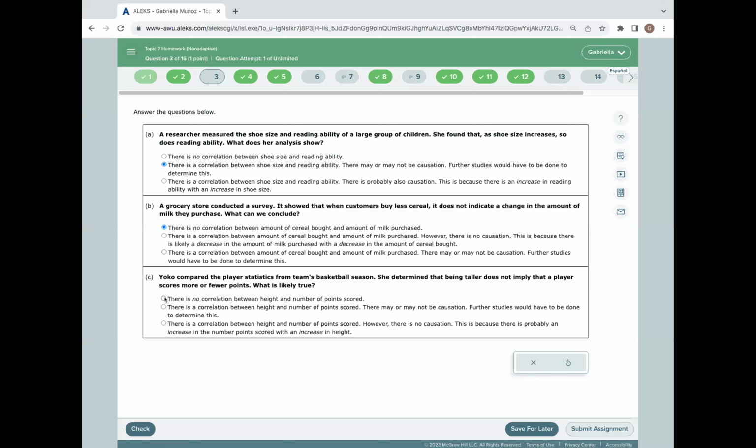One of these is wrong. Oh, I see. It showed that when customers buy less cereal, it does not indicate a change in the amount of milk they buy. But I'm looking at C. Would C work? You would think there'd be a correlation between height and number of points scored, but there may not be. But they're saying that being taller does not imply that a player scores more or fewer points.